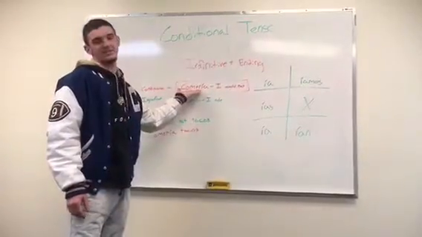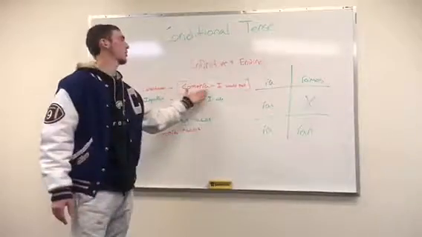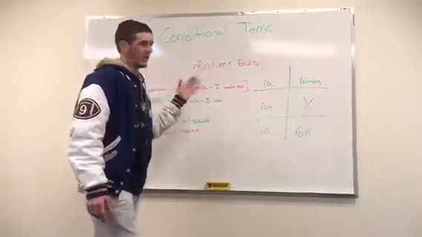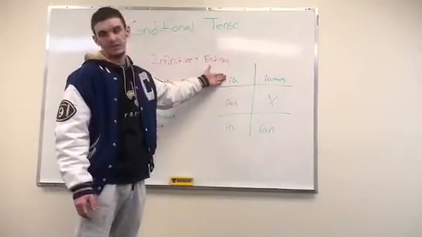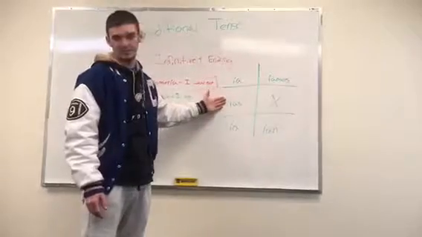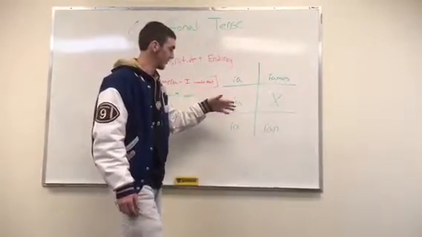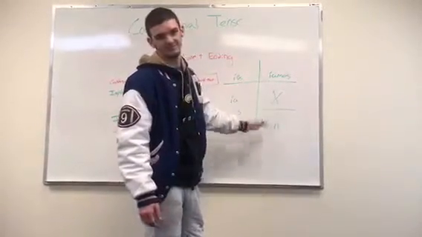The conditional tense is the whole infinitive plus the ending, unlike imperfect. Now the conjugations for this are ía, ías, ía, don't get those confused, íamos, and ían.